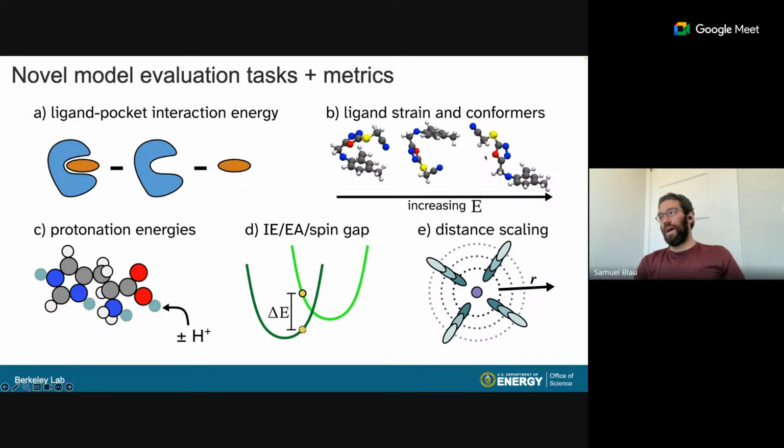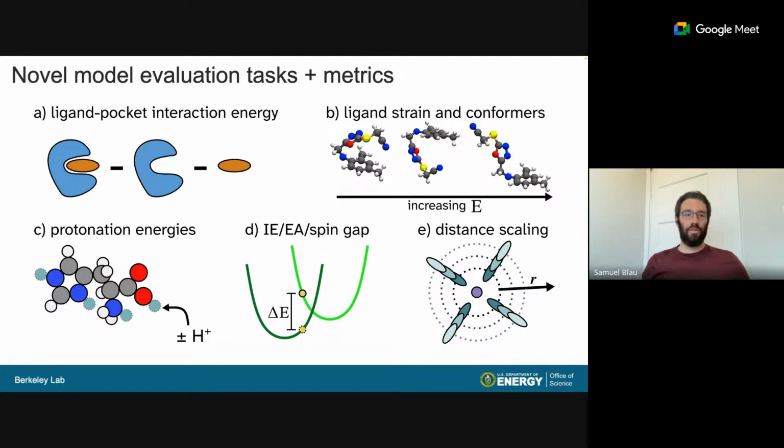We then also have a task around ligand strain and conformers, the ability to capture the global minimum of a molecular configuration. We have a task around protonation energy, the ability to get the change in energy and the change in geometry as you add or remove a proton, again, central to so much of chemistry, acid-base chemistry, biochemistry. And then we also have these ionization energy, electron affinity, and spin gaps, which is to say if you add an electron or you remove an electron or you change the spin of the electronic configuration of a molecule, can you resolve the change in energy and the change in forces due to those?